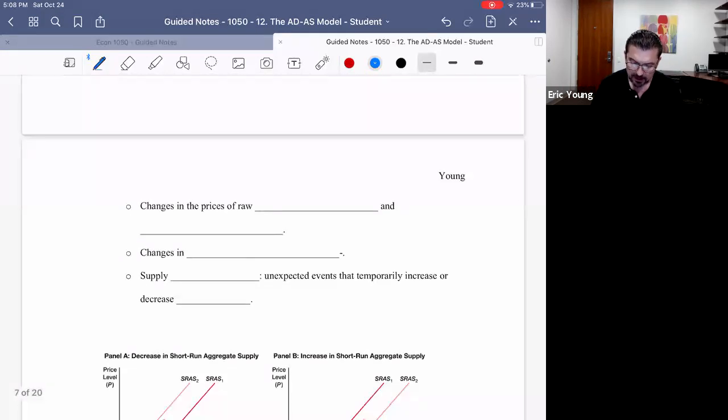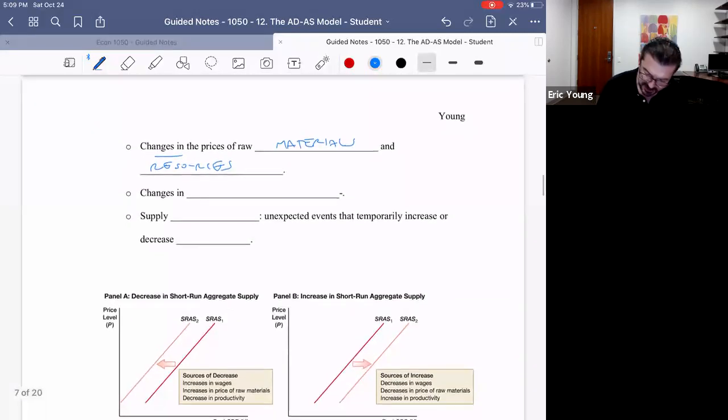The second thing, and again, since we're talking SRAS and we're on the supply part of this equation, you're always thinking about this from the lens of a seller. Wage changes affect your sales, or they affect your ability to sell because they affect your profitability. Tied to the wage changes are changes in the prices of raw materials and any other production resources. We'll also have changes in productivity.